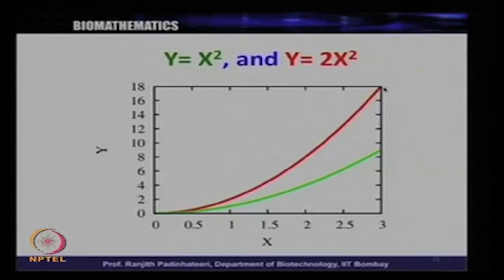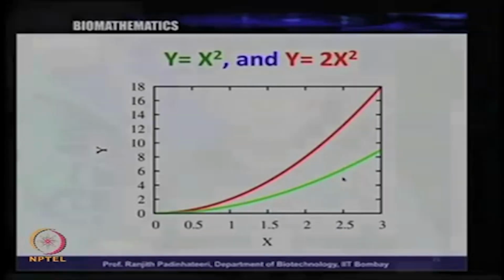But at 0, both x square and 2x square are 0. So, starting from the same point 0, they diverge, they go to different values as we go along the x axis. So, this is the comparison of y equal to x square and y equal to 2x square.